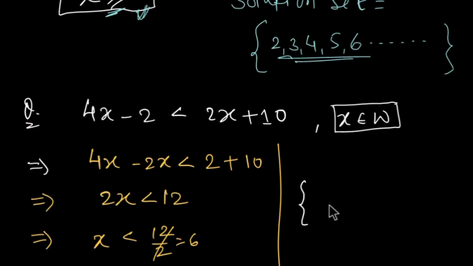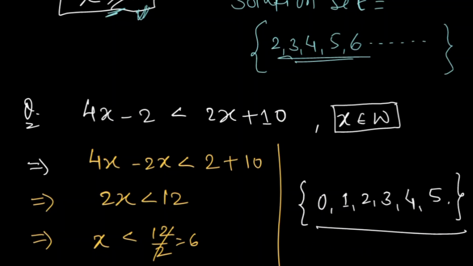So we can write the answer in ascending order: 0, 1, 2, 3, 4 and 5. If equality were there, then we could consider this 6 also, but this time we can't consider the 6. You know why? Because our answer has to be less than 6. So let's go on to solve the next question.